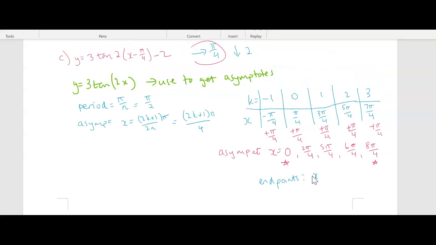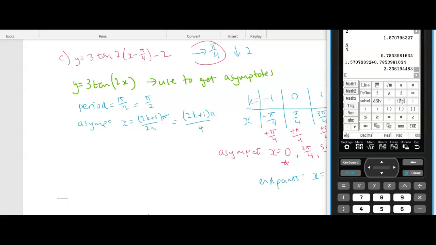All right, so when x equals 0, y is equal to, oh, sometimes I really just can't be bothered doing this. So let's just do it on the calculator. So we've got 3 tan 2x. So 2 times 0 is 0. And then 2 times pi on 4 is negative pi on 2, sorry.